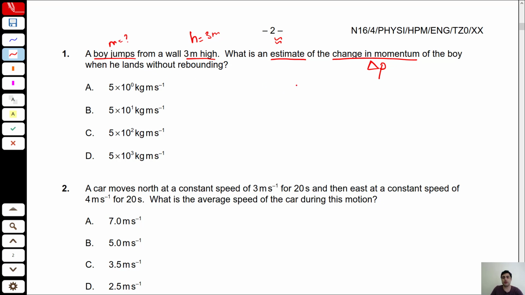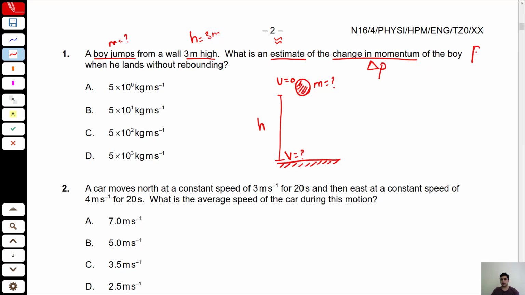So this is the situation here. There's a boy here. He has some mass, which is unknown. We probably have to estimate it. This is the ground. The height between the ground and the boy is 3 meters. Now the boy jumps with an initial velocity of 0, because he was at rest. And then at the moment where he lands, he has some final velocity.